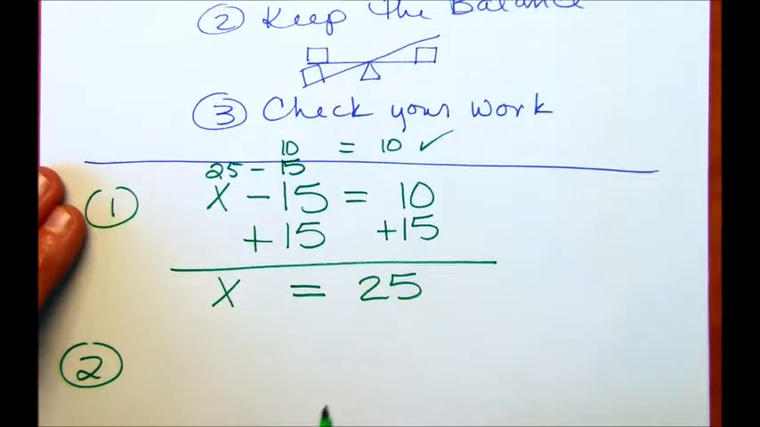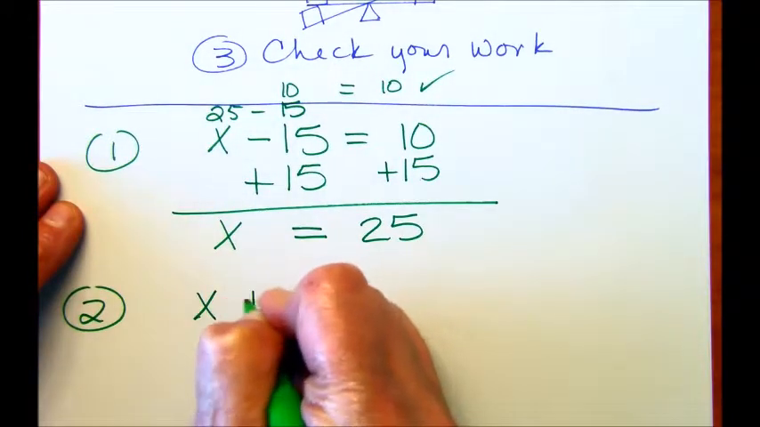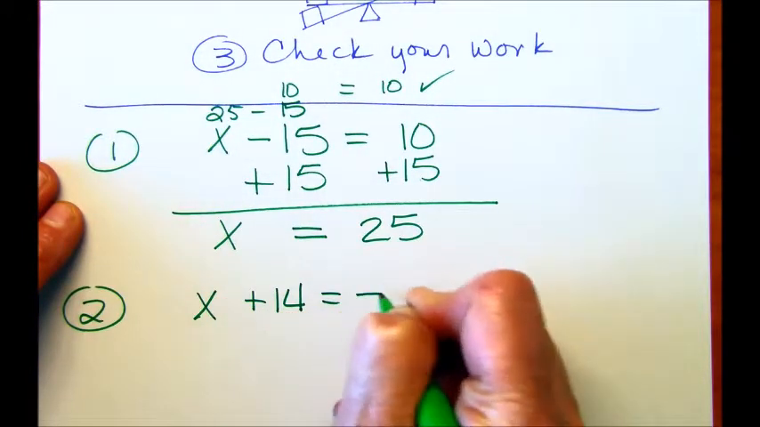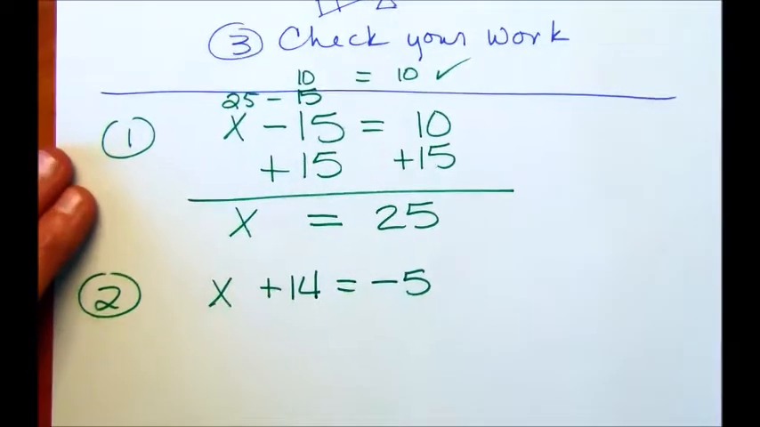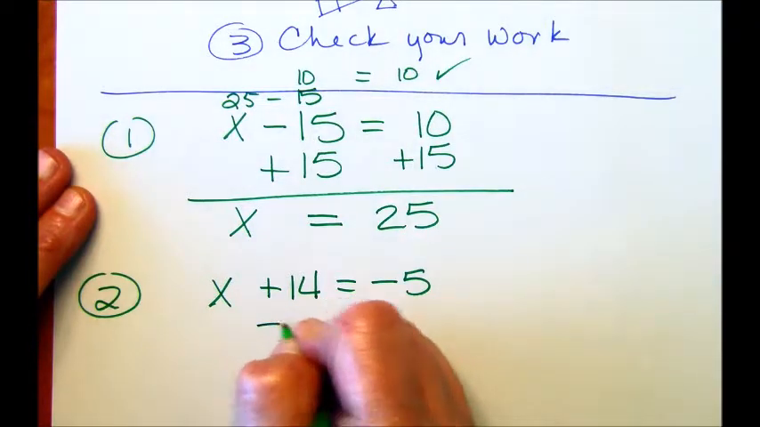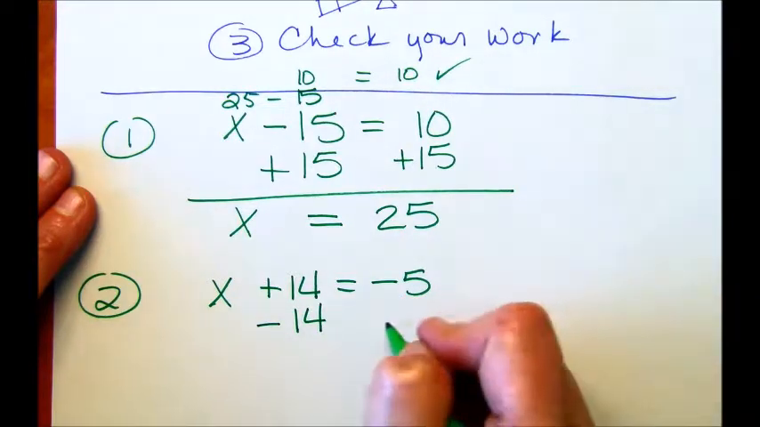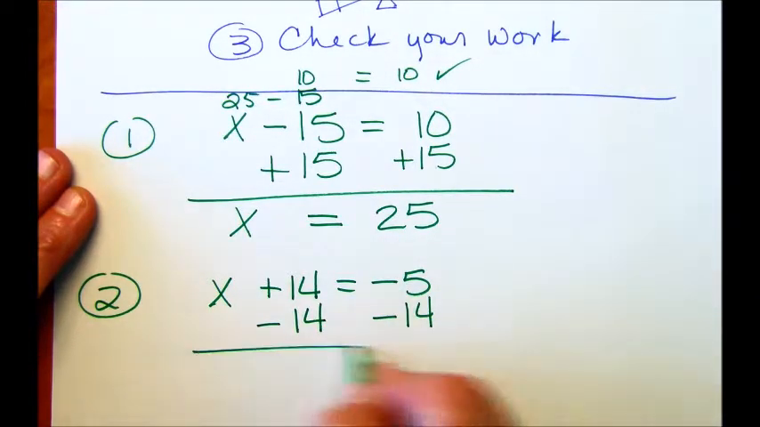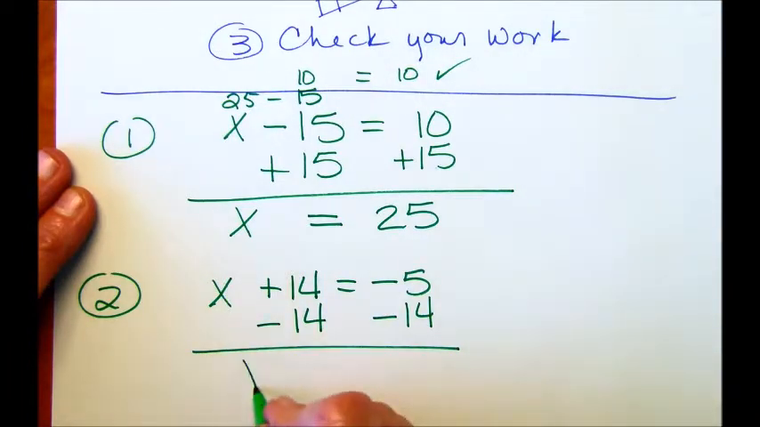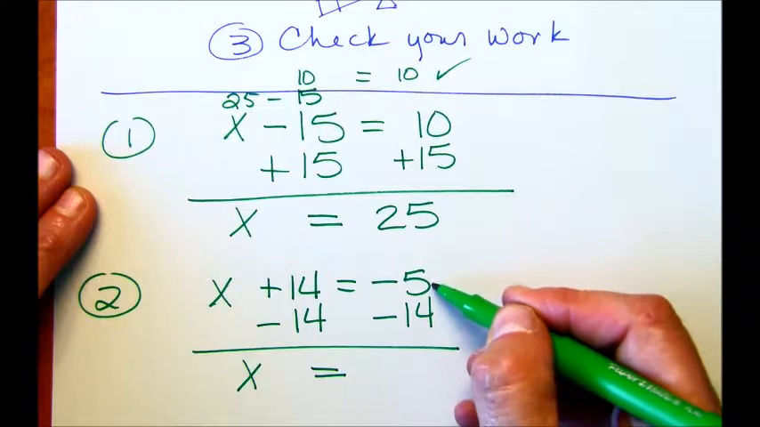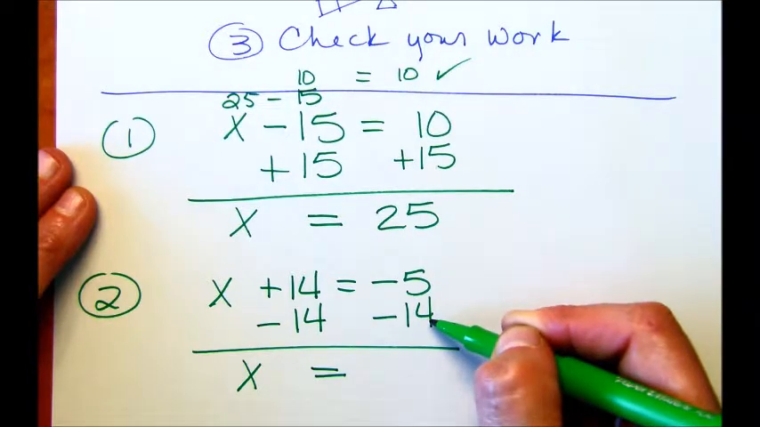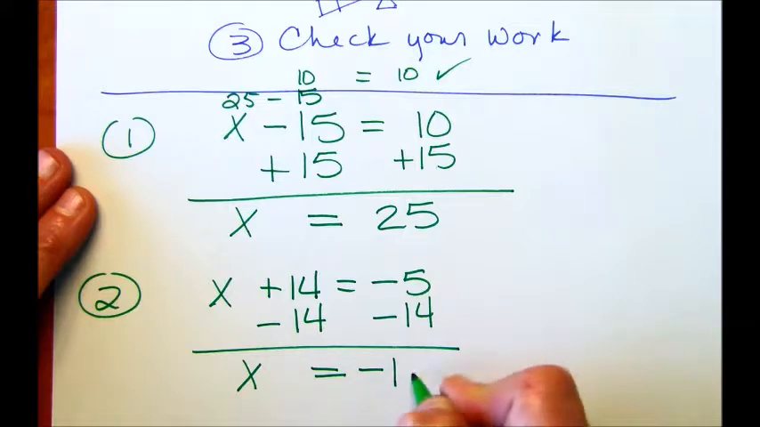Let's do another problem. Let's say we have x plus 14 equals negative 5. Again, I want to use inverse operations. The opposite of addition is subtraction. So I want to subtract 14 from both sides. Bring down your x. Positive 14 and negative 14 cancel each other out. I'm left with x equals, and negative 5 combined with negative 14 will give me a negative 19.